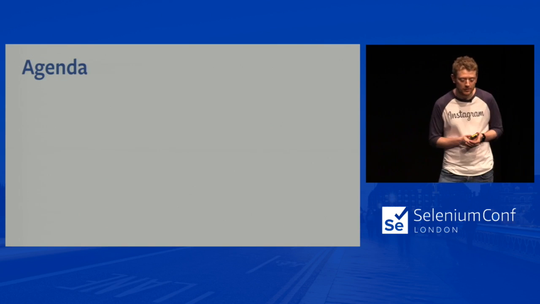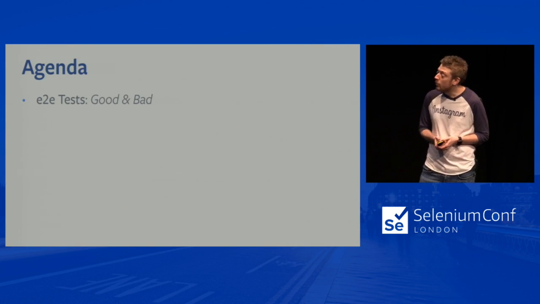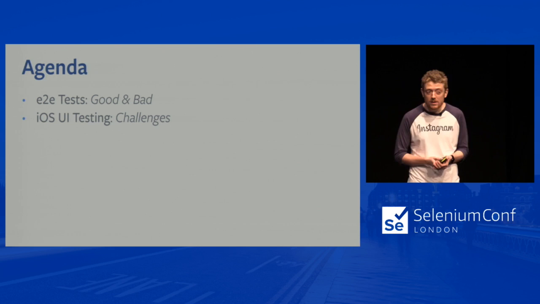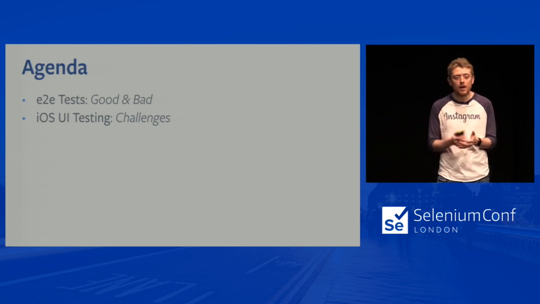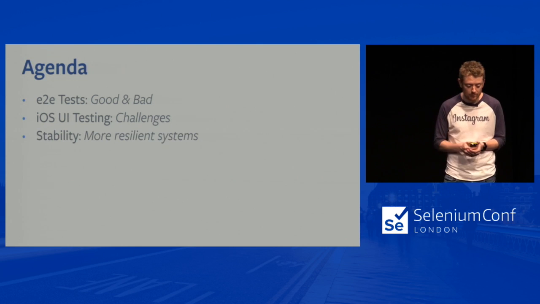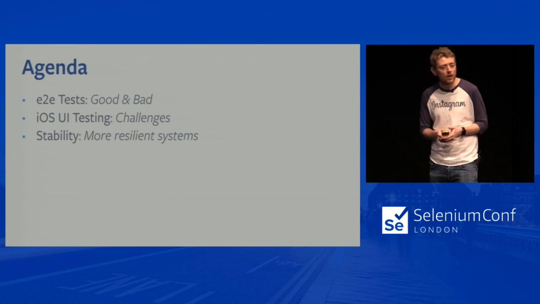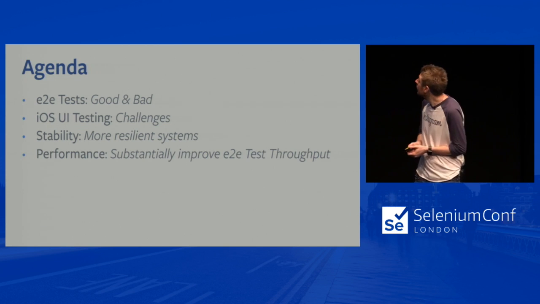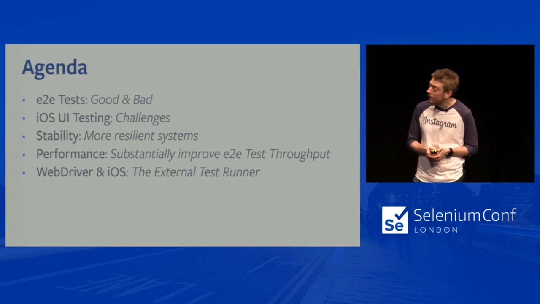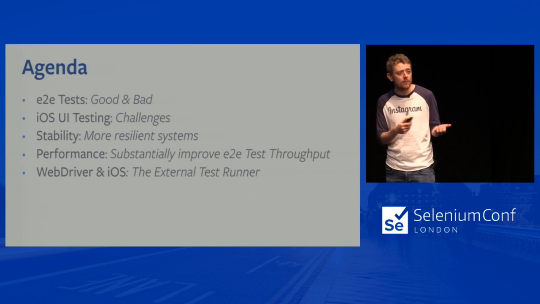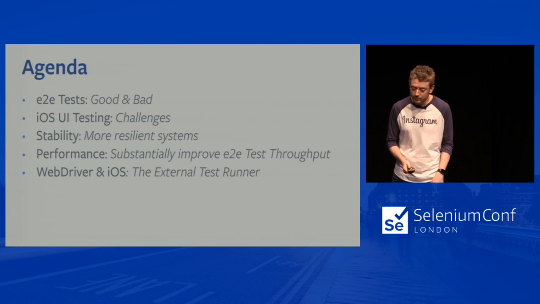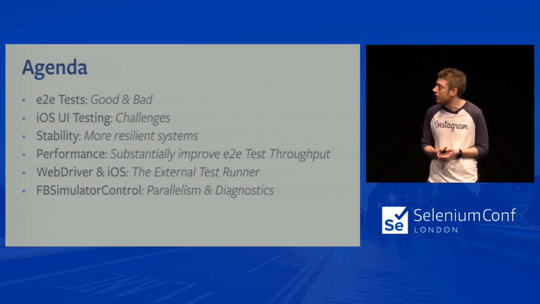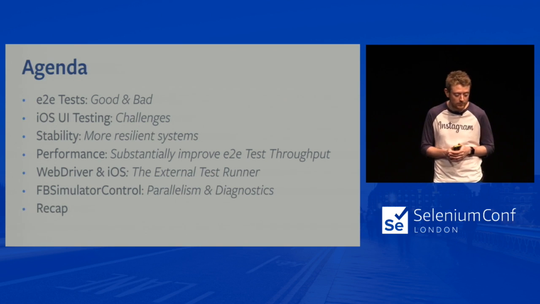Right, so let's get started. Here's the agenda for today. We're going to cover very briefly the good and bad of end-to-end tests, and then the challenges as they apply to UI tests on iOS. Following on from that, we'll look at stability and performance, and how we can substantially improve that. Following on from that, we'll look at WebDriver and iOS together. Then we'll take a look at one of the solutions that we have there, FB Simulator Control. And I'll finish by recapping.